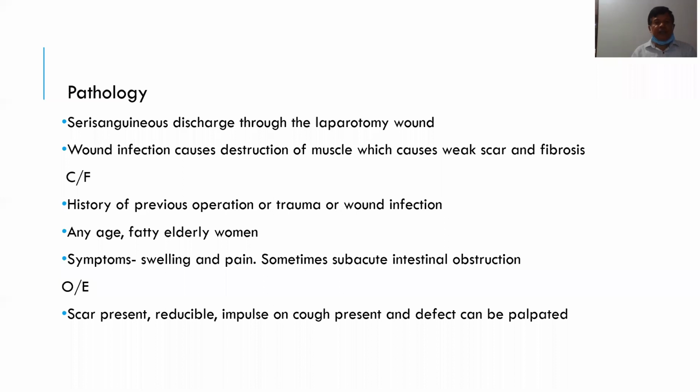Clinical features: there will be a history of previous operation or trauma or infection at that site. It may occur at any age, but elderly women are more prone to develop incisional hernia. Among the symptoms, swelling and pain, along with signs of subacute intestinal obstruction.